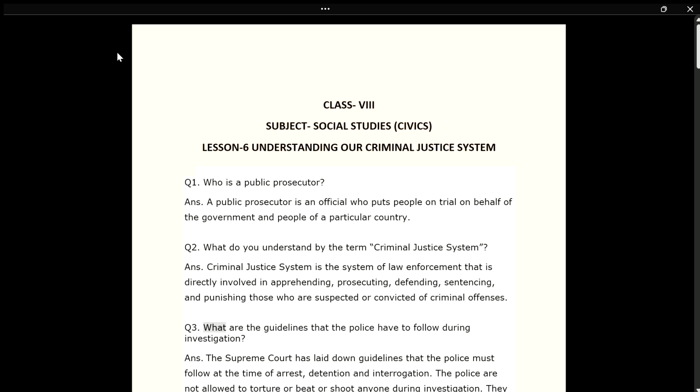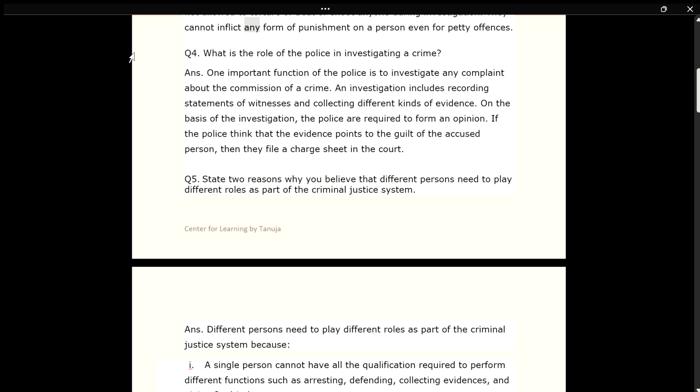Q3. What are the guidelines that the police have to follow during investigation? Ans. The Supreme Court has laid down guidelines that the police must follow at the time of arrest, detention and interrogation. The police are not allowed to torture or beat or shoot anyone during investigation. They cannot inflict any form of punishment on a person even for petty offenses.